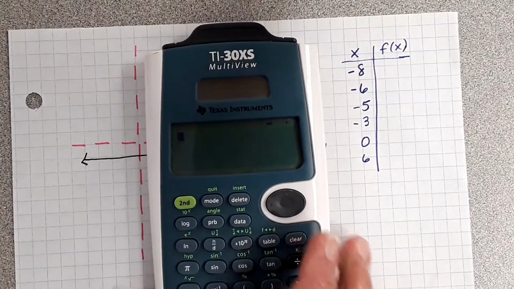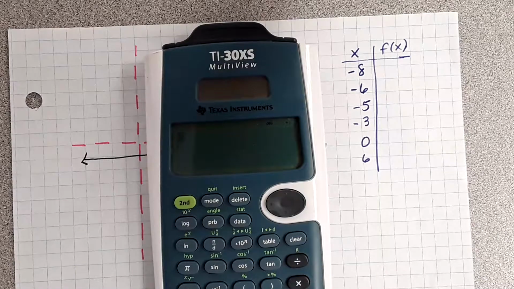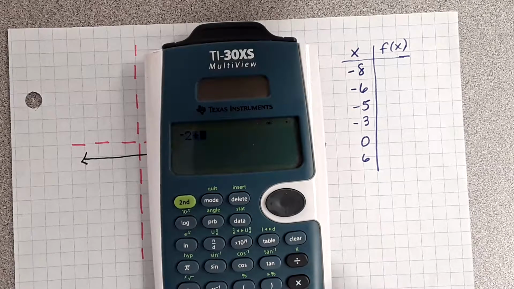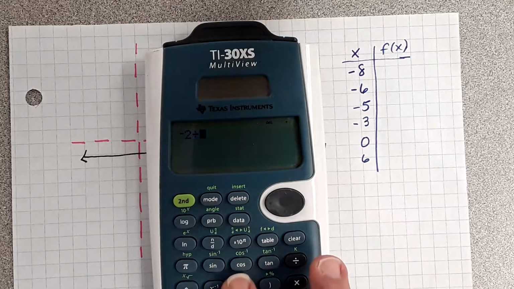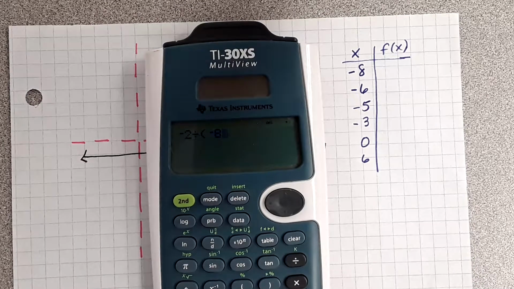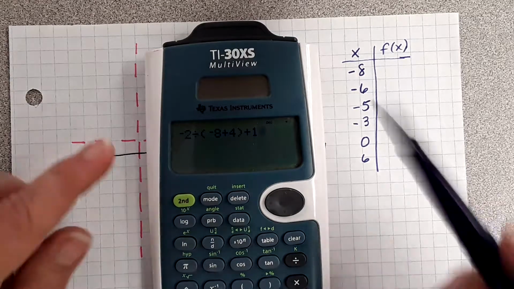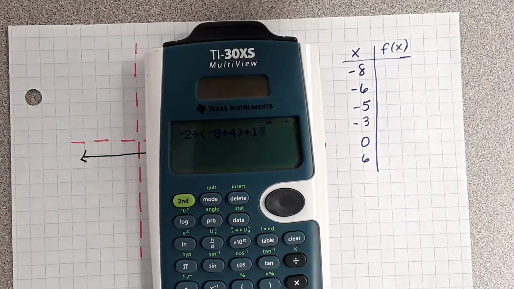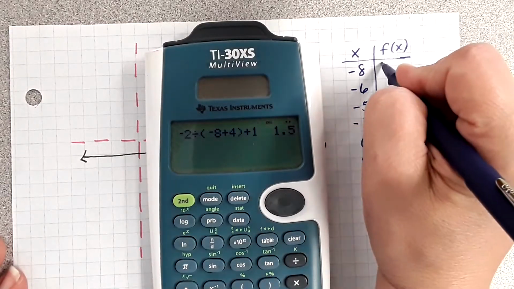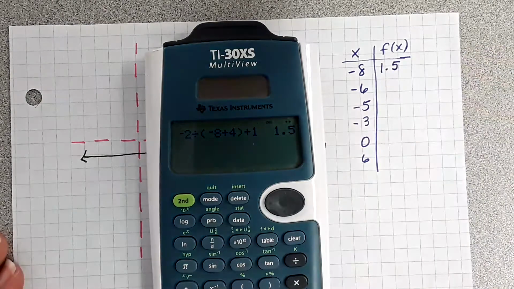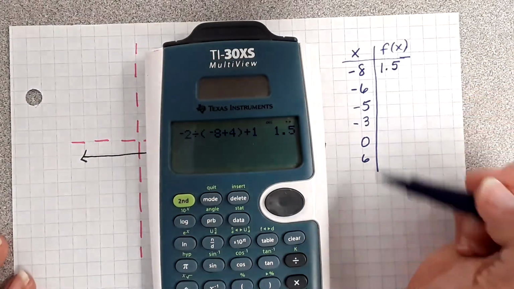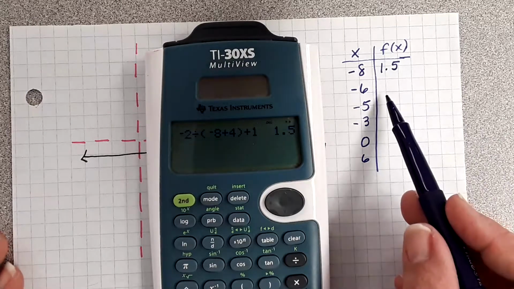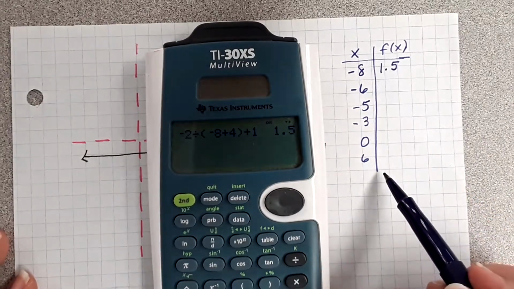So what I'm going to do is I'm going to do -2, because that's in my numerator, divided by, and I'm going to do -8 plus 4, and then I'm going to add 1. The reason I put this in the parentheses is because I want to make sure my -2 gets divided by the entire denominator, and I should get positive 1.5. And I'm just going to work my way down through all of these numbers in my calculator, and I'm going to get my answers here.